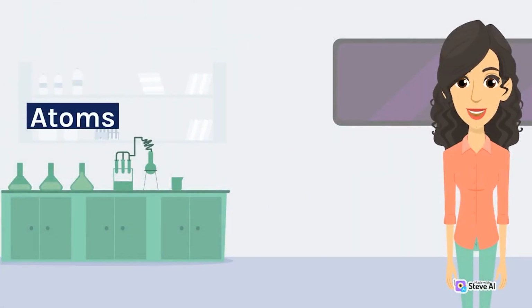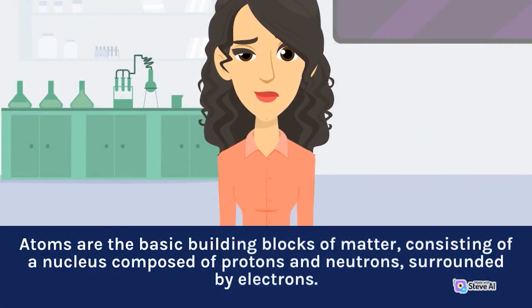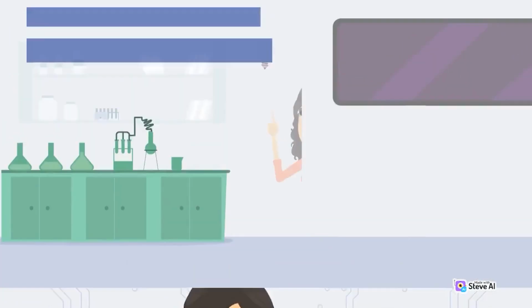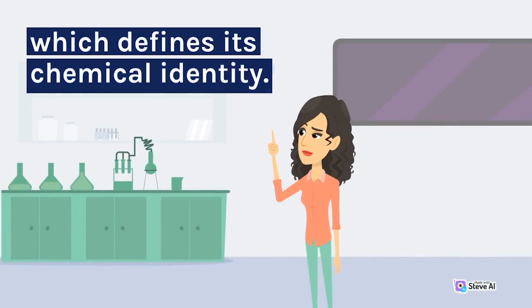Atoms. Atoms are the basic building blocks of matter, consisting of a nucleus composed of protons and neutrons, surrounded by electrons. The number of protons in an atom's nucleus determines its atomic number, which defines its chemical identity.